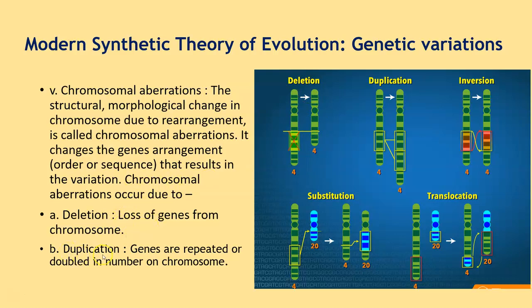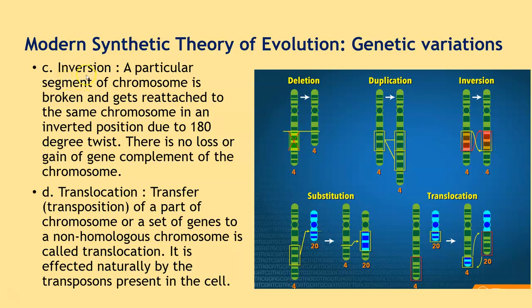Then we have the next phenomenon, which is called duplication. Genes are repeated or doubled in number on the chromosome. Have a look at this chromosome here, this region that is marked, and next in the same chromosome you will see that the marked region is present twice. So that region on the chromosome has doubled up. So this increases the size of the chromosome. So this process is called duplication.